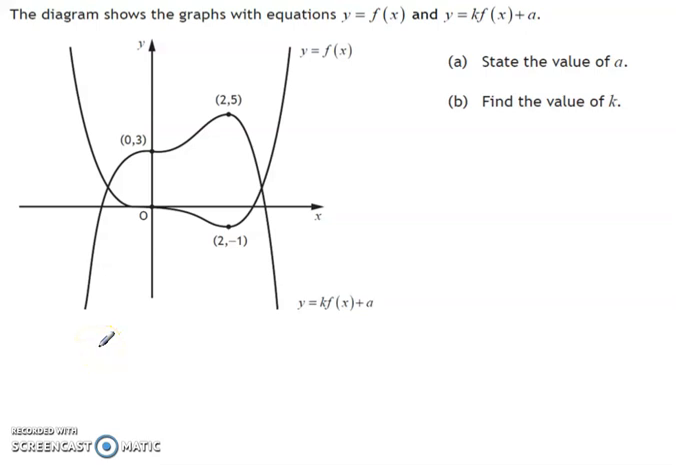So this here's the Higher 2019 paper 1 and it's question 10 from that paper, where what we're looking at is graph transformations. So we're looking at the different types of graph transformation that can exist. Now remember, when we're looking at graph transformations, there's a huge variety we can do.